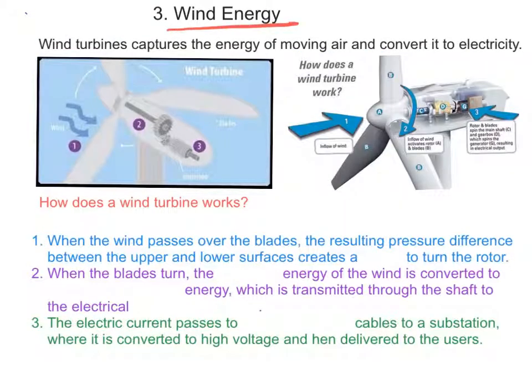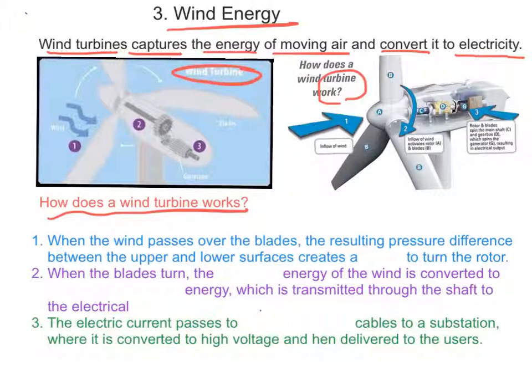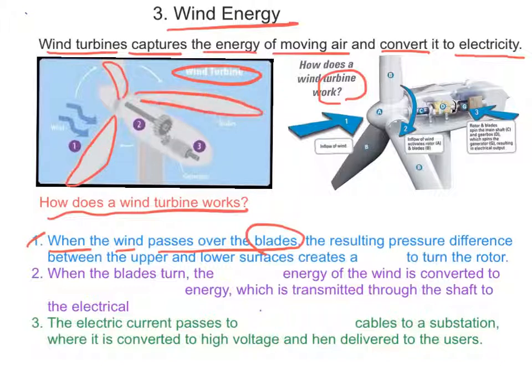Wind energy. The wind turbine will capture the energy of moving air and convert it to electricity. How does a wind turbine work? First, when the wind passes over the blades, the resulting pressure difference between the upper and lower surface will create a force which turns the rotor.